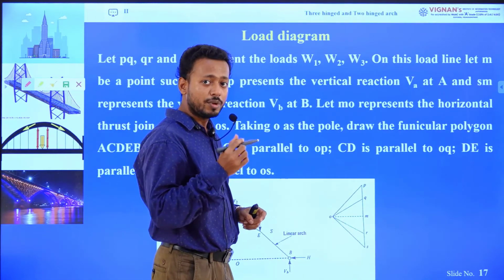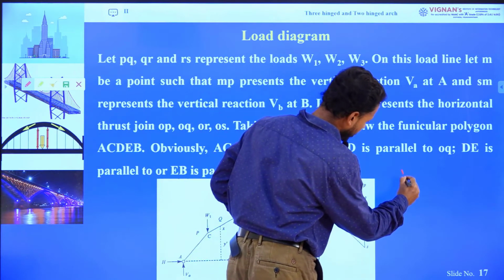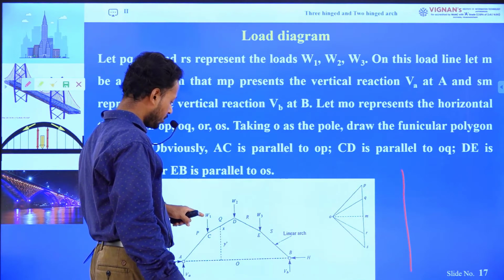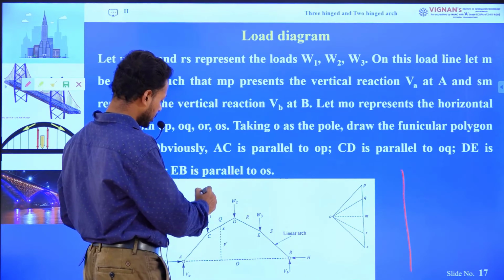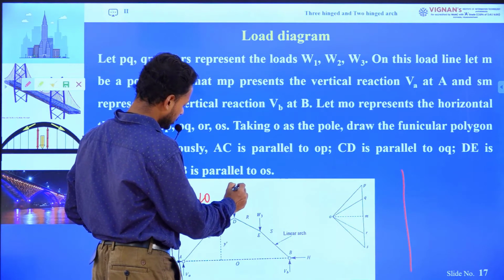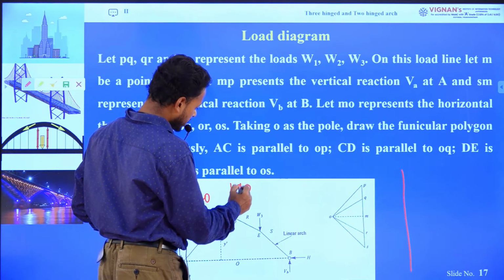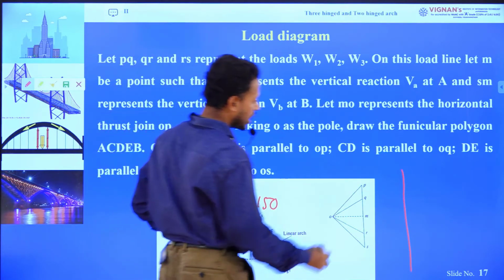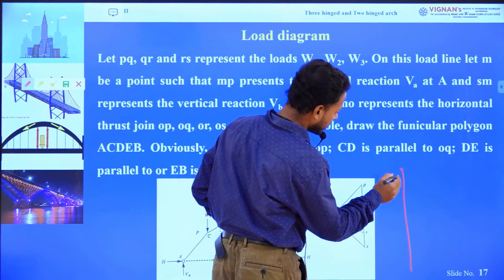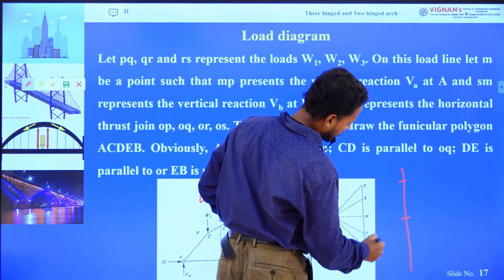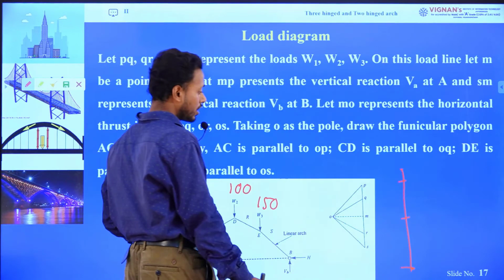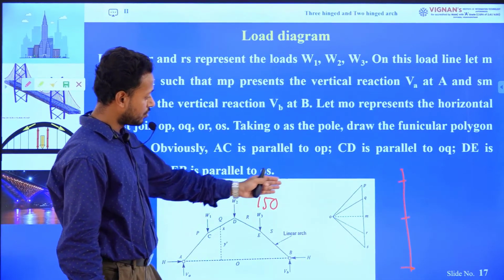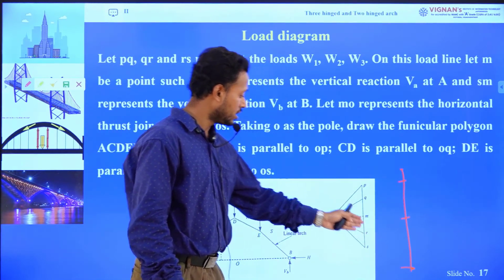First you draw an arbitrary vertical line. So I am drawing here an arbitrary vertical line. Then you cut W1, W2, W3. Say this is 10 kilonewton, this is 100 kilonewton, and this is 150 kilonewton. So I will cut from here with a suitable scale. All the loads are acting vertically, so I have drawn the loads in a vertical line.